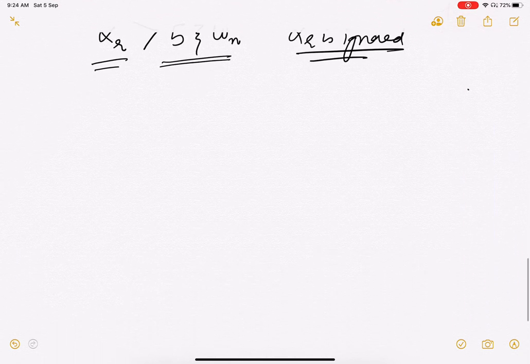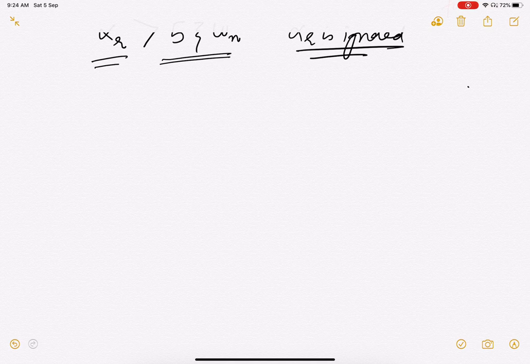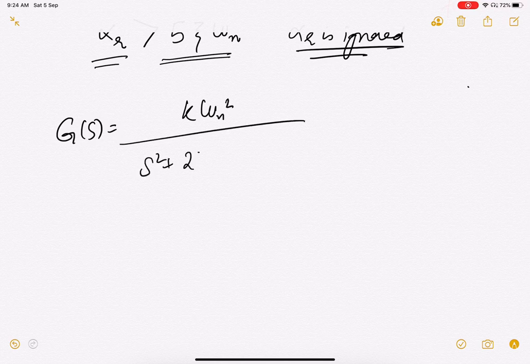Now, what is going to happen if there is a zero? What is going to happen if there is a zero? We have till now seen systems without a zero. So now you have a system which is, say, for example, k omega n square over s square plus twice zeta omega n s plus omega n square, and you have a zero, say s plus a, right? So what is the response of this system going to be to a step input, right?